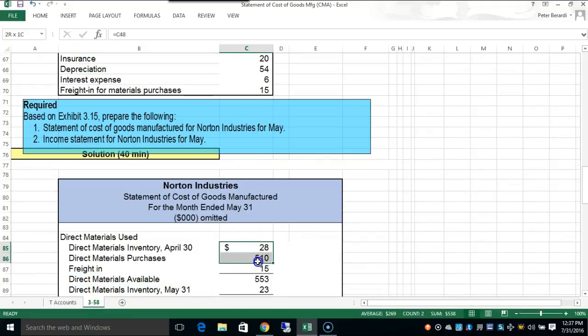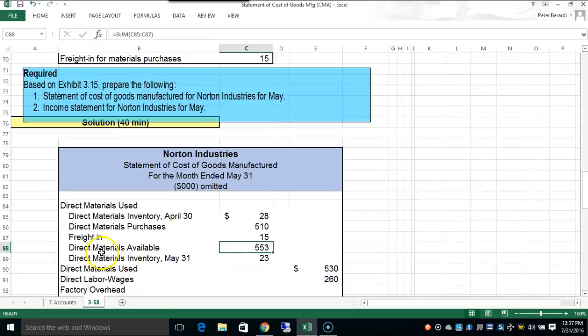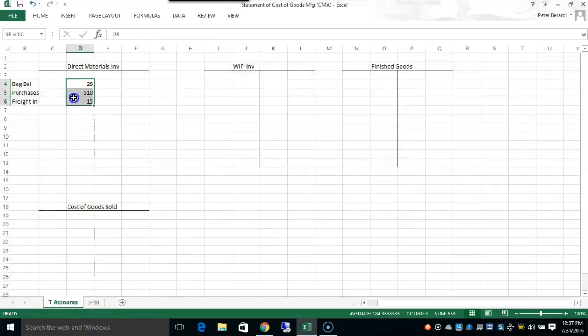Basically, these three items give us direct materials available for production use. Direct materials available, it really doesn't matter what you call it, as long as you basically say that it's available for some kind of use of production. So these three numbers added together, beginning balance, direct materials, plus purchases, plus any freight in, is going to equal your direct materials available for use.